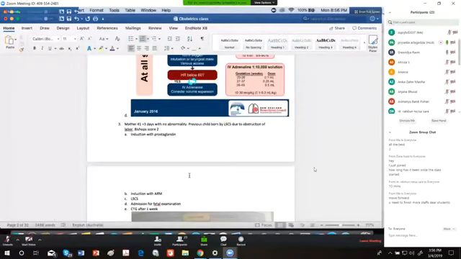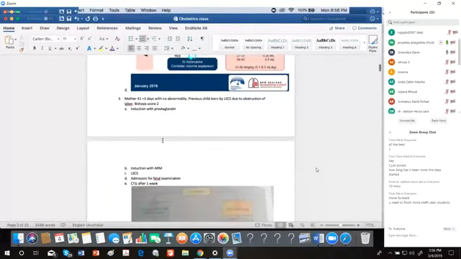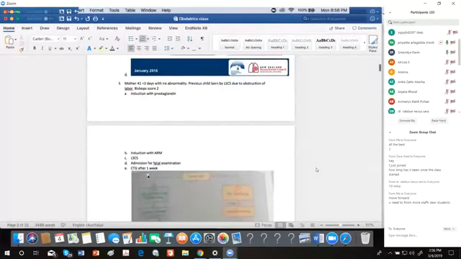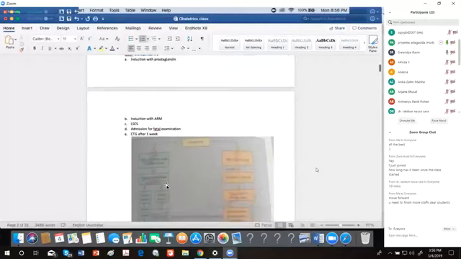Okay, next question. A mother at 41 weeks plus 3 days with no abnormality, previous child born by LSCS due to obstruction of labor. Bishop score is 2. What do you do? Options are: induction with prostaglandin, induction with ARM, LSCS, admission for fetal examination, CTG after 1 week.